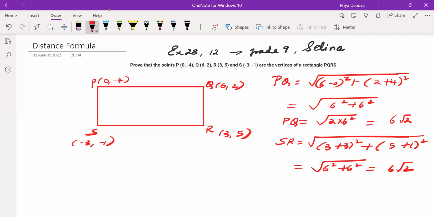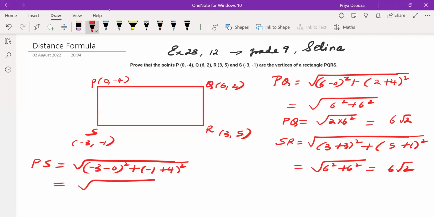Now moving on, let's find what is PS. PS is the square root of, again, (-3 minus 0) the whole square plus (-1 minus of minus 4, which is plus 4) the whole square. So what is PS? Minus 3 square is 9, isn't it? Because the negative goes away because of the even power 2. 4 minus 1 is 3. Again, 3 square is 9. Root of 9 plus 9. Root of 2 into 9.